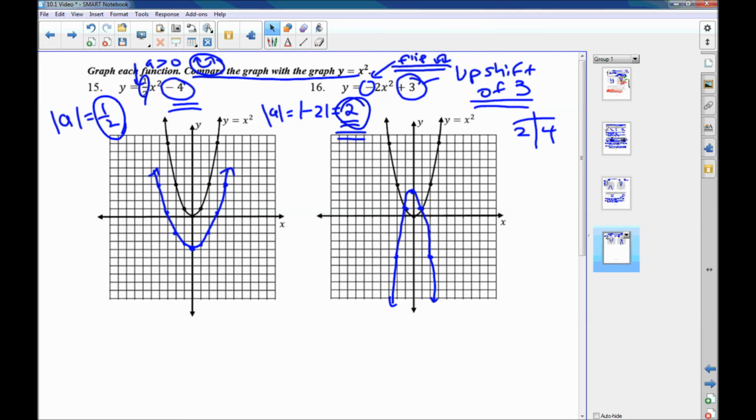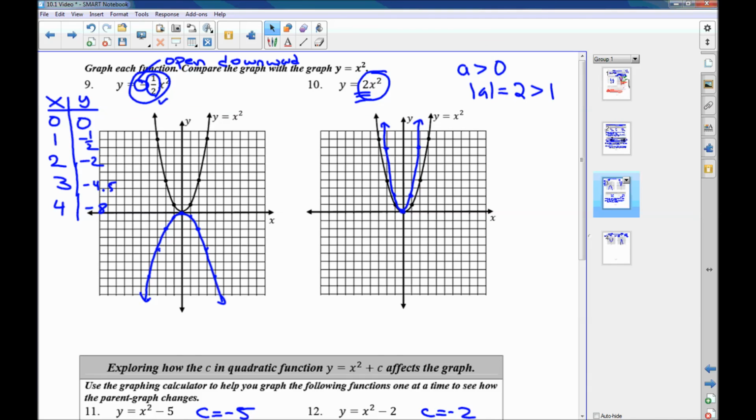All right, this completes our notes for today. But if we flip back real fast to number 9 and 10, it had those same directions: compare with the graph y equals x squared. So let's talk about them one more time. Why did it flip over? Because a was less than 0, it did this to the parent graph and turned it upside down. And because the absolute value of a was 1/2, this gave it a vertical compression.